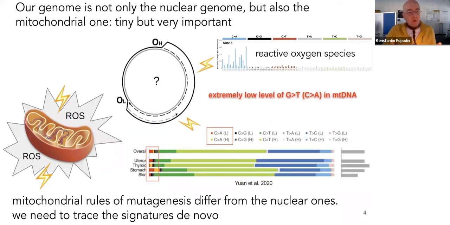So what can we do? Now we go to the COSMIC database and we look for the signature of ROS, of reactive oxygen species. And we find it. That's signature number 18. And we see that it looks like this: many C to A mutations and a little bit of other types of mutations.